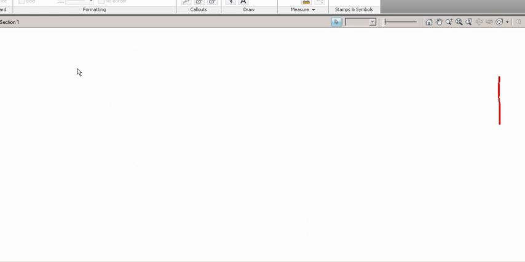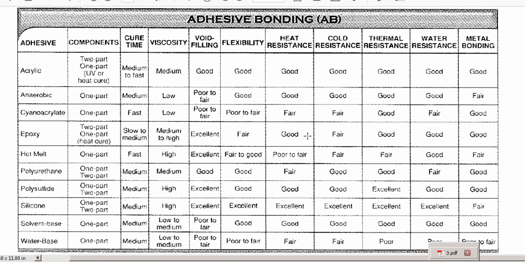I do have a quick chart that comes in real handy. And check it out. This is a quick little graphic that gives you a pretty good sense of different types of adhesive bonds and some of the benefits of them. For us, we're obviously talking about things that work well with metal, not water.